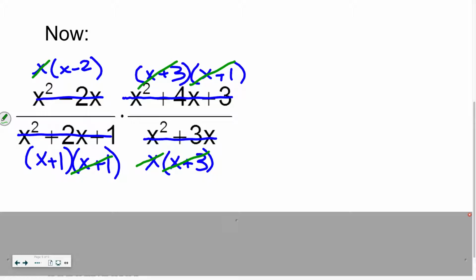The main thing to remember is, in order for you to be able to cancel, there has to be one factor in the numerator and one factor in the denominator. Never cancel if they're both in the numerator. Okay, write what's left over. X minus 2 over x plus 1. Simple, right?